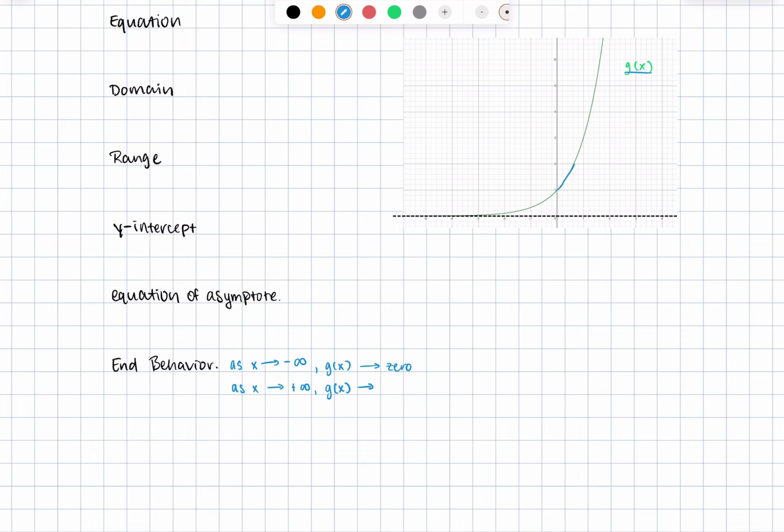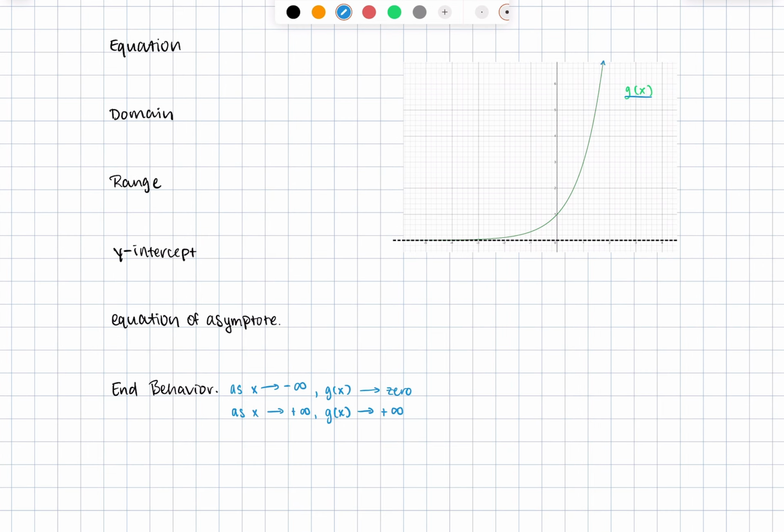On the positive x direction side, so as x approaches positive infinity, the y values for function g approach, since they're getting bigger and bigger and bigger, the arrow goes up, we know that's approaching positive infinity. So that is our end behavior for g of x.